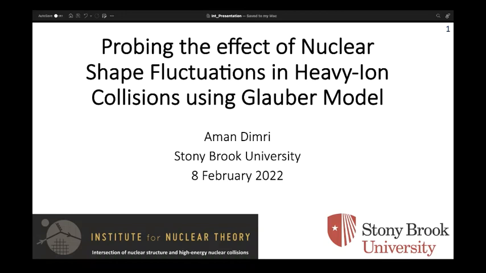My name is Dimri, and I'm going to be talking about the effects of nuclear shape fluctuations in the initial state observables of heavy ion collisions under the Glauber framework.